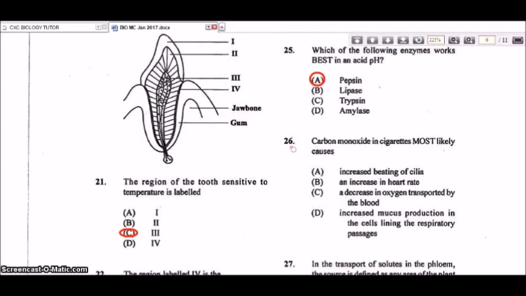Question 26. Carbon monoxide in cigarettes most likely causes... So carbon monoxide is a very toxic gas. When it gets into the blood, it is going to reduce the oxygen carrying capacity. What happens is that the hemoglobin molecule in the red blood cell tends to attract the carbon monoxide more than the oxygen. So the carbon monoxide ends up substituting the oxygen. So it's going to decrease the amount of oxygen that is transported by the blood. So the correct answer is C.